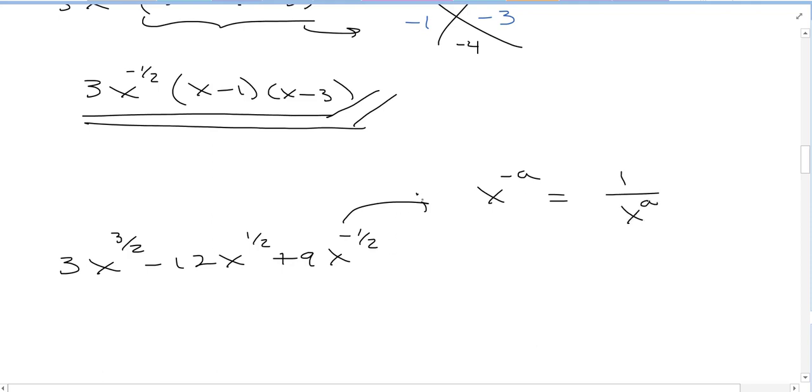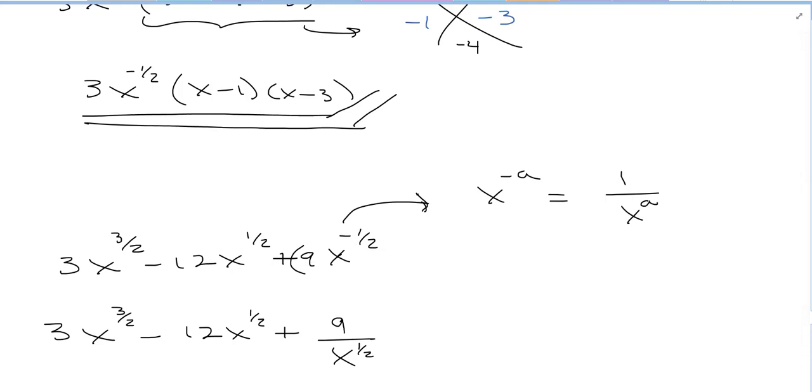So we can use that property of exponents and say this is 3x to the 3 halves minus 12x to the 1 half plus 9 over x to the positive 1 half. Notice that the negative exponent only belongs to the x. It's not to the 9. Otherwise, I would have had (9x) to the negative 1 half. But the 9 is not part of that.